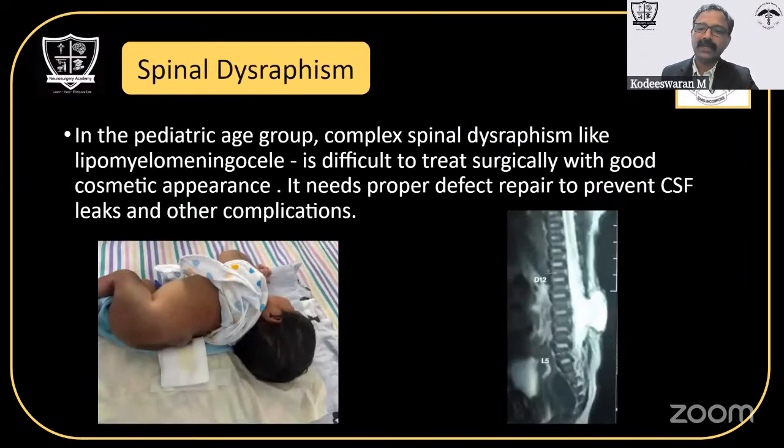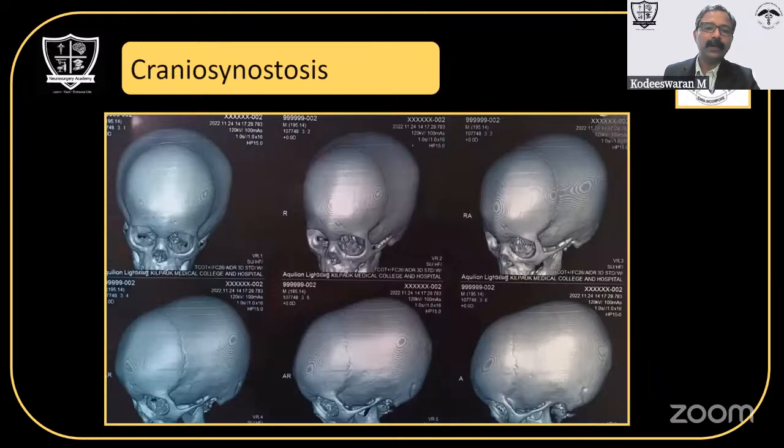Another important area is spinal dysraphism, where neonates and pediatric patients will have a bad cosmetic problem along with the spinal dysraphism. If it is not treated properly, they will definitely develop a poor cosmetic outcome, and also CSF leak, and it can also lead to meningitis. Another area where neuroplastic surgery comes in is craniosynostosis, where the patient requires a cosmetic surgery for their brain growth and also for their development.